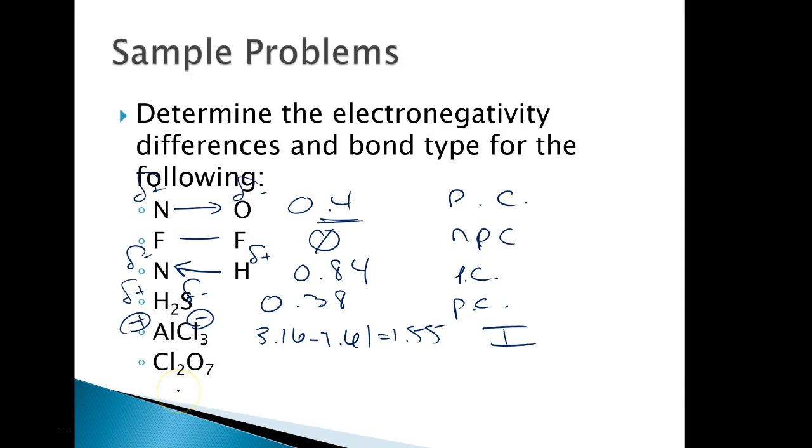And then Cl and O, and if I subtract those, I get 0.28. And again, I would call that nonpolar covalent. It's kind of right in the middle.